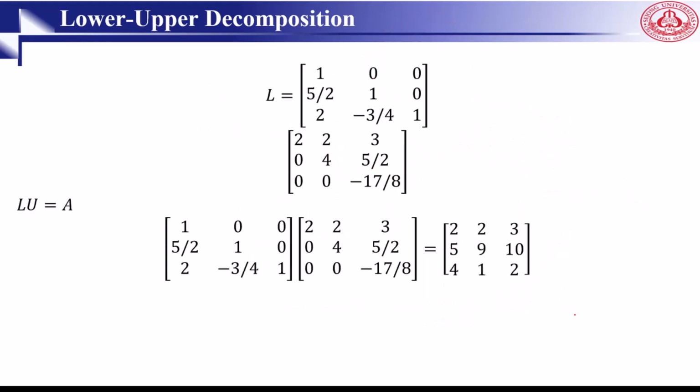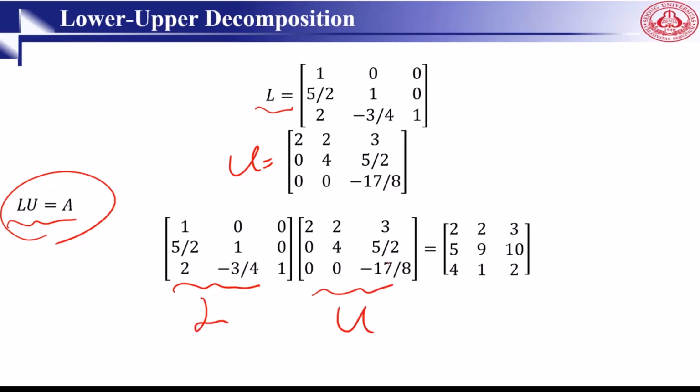So what we do here, this is L and this is U, right? If you want to check whether this calculation was correct or not, we just do L multiplied by U, and it must be equal to A, right? So this is the L matrix, this is the U matrix, and if you do the calculation with simple matrix multiplication, you will come up with A. So this is called LU decomposition or LU factorization.